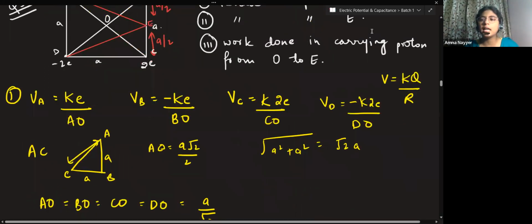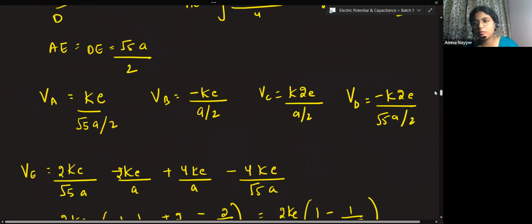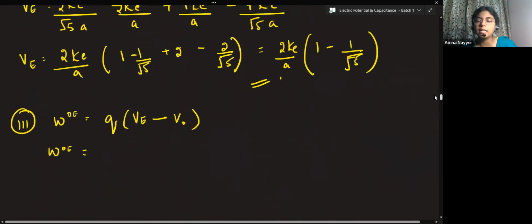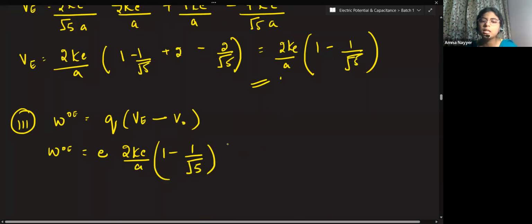Work done in carrying a proton. Okay. You have to calculate work done in carrying a proton. So a proton has the same 1.6 into 10 to the power minus 19 charge. But since a proton is positive, don't add the negative sign. It will be the protonic charge, that is, the electronic charge, times VE, which you know is 2KE by A times 1 minus 1 by root 5, minus VO. VO we calculated at the center, and it came out to be 0. This will be the work done.